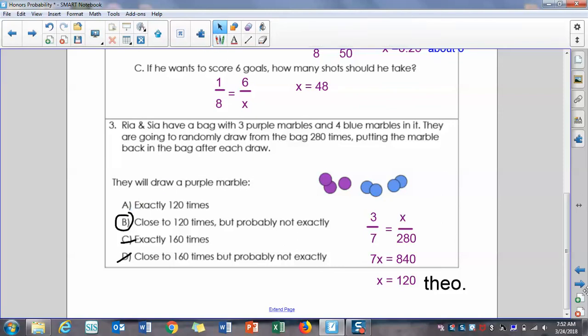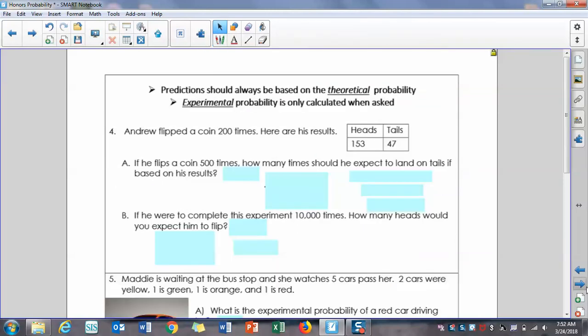So now let's go ahead and look on the back side. And just a reminder, predictions should always be based on the theoretical probability. Experimental probability is only calculated when asked. So you need to read the questions carefully again. We're always assuming it's theoretical we're referring to unless we're using the information based on the table, based on the data, based on what's happened. Those are all key phrases for experimental.